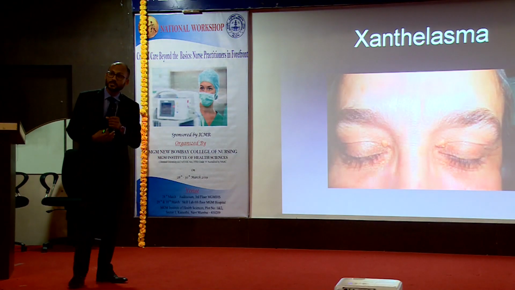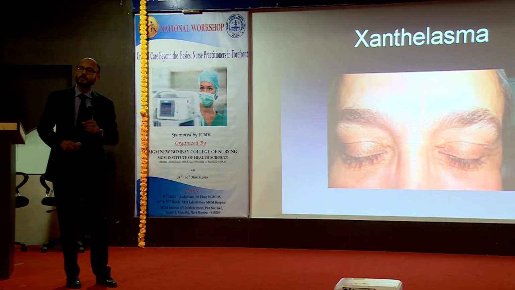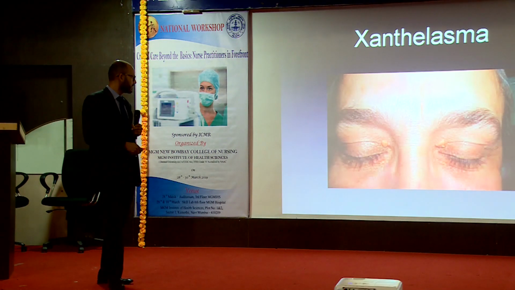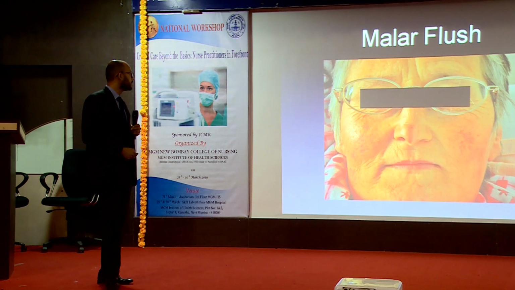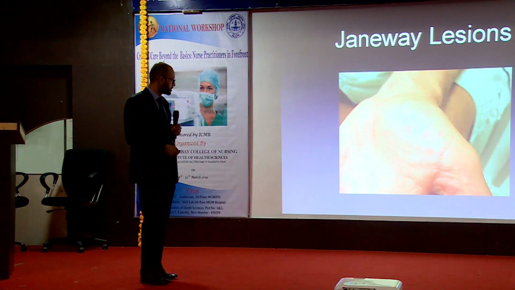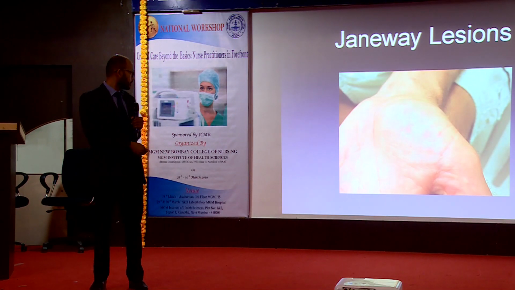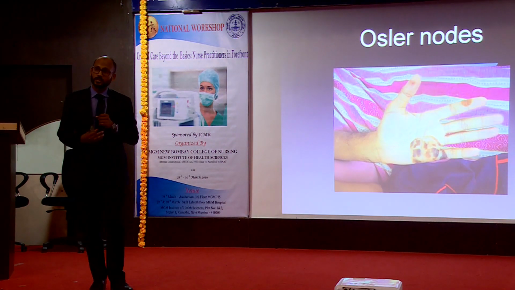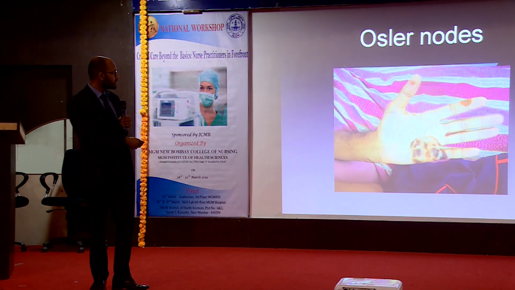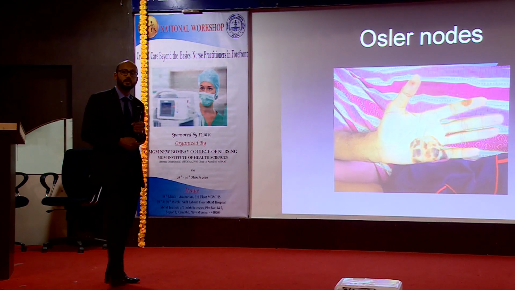Xanthelasma. For those who have never seen xanthelasma, it looks like this. Okay? You get these cholesterol deposits, right? Malar flush will look something like this. Janeway lesions, these non-tender rednesses on their hand will look like this. Osler's nodes, bacterial endocarditis. You can get these tender kind of spots. If you see something like this, think bacterial endocarditis.